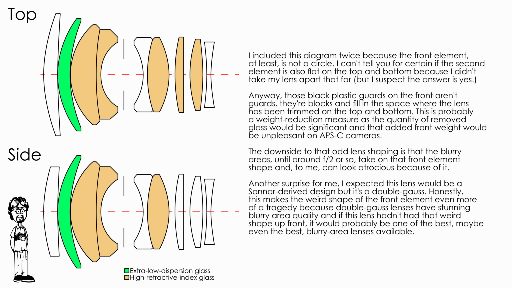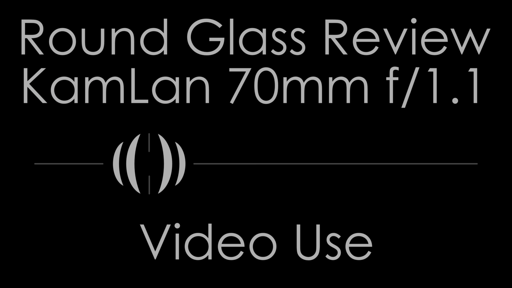if not for the weird entrance pupil shape up front. This diagram aims to show that by providing a view of this lens top down, where the front element is the full width of the lens, as well as from the side, where I've roughly estimated where the front element is chopped flat. Other than that weirdness with the front element, this lens, honestly, is staggeringly good.